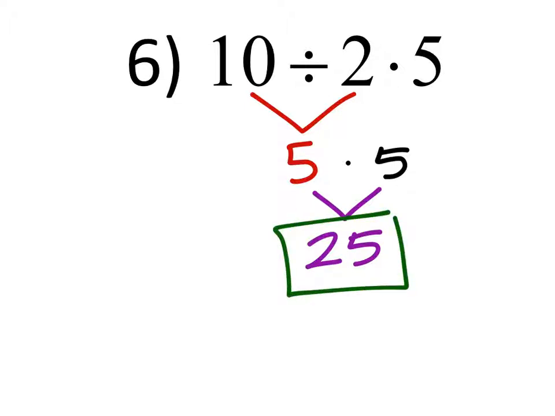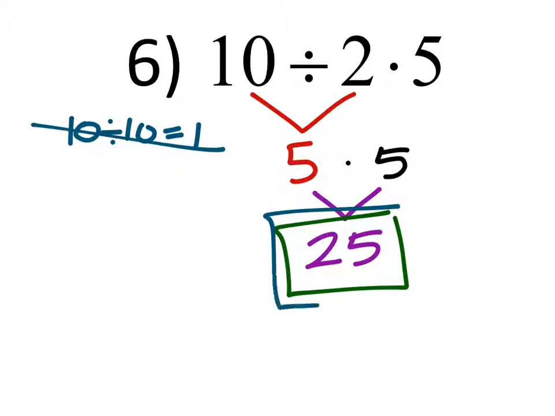See, the problem is, if we did this out of order, if you did 2 times 5, then you would end up with 10 divided by 10, which is 1. But we can see that's way off, right? And again, that's because the operation was done out of order. So the actual answer is 25.